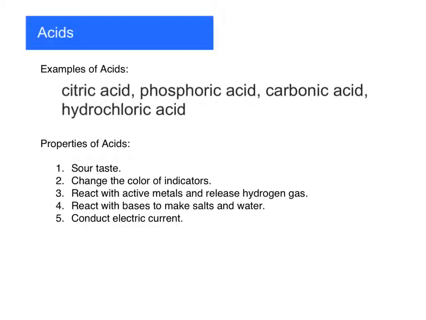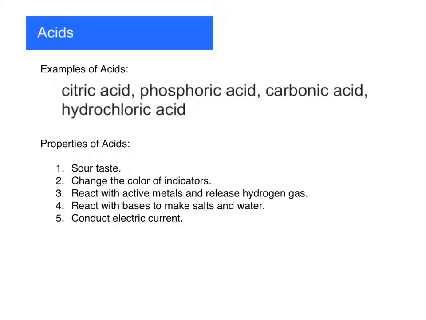So what do we know about acids? They taste sour, which should be intuitive to you as you've tasted lemons before, and citric acid is what gives them that sour taste. They change the color of indicators, and we saw this in class when we did the universal pH paper. That is soaked with indicators, and that changes color when it comes into contact with an acid. It reacts with active metals to release hydrogen gas. So we've done this in class as well.